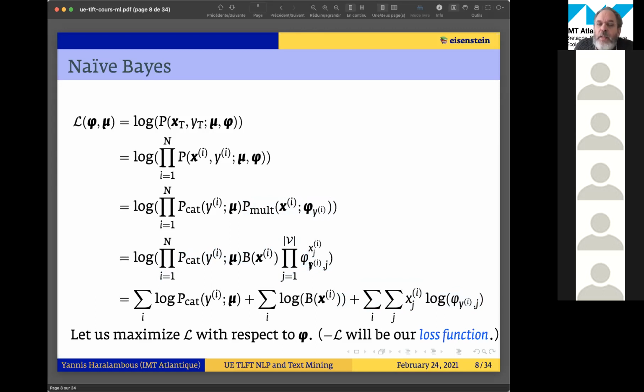So what is phi? This is the phi of document y(i), component j, and I'm taking this parameter with a power, the power of x(j)(i). So this, again, is a value. In fact, it's the frequency of the word. So I'm taking the power of the frequency.